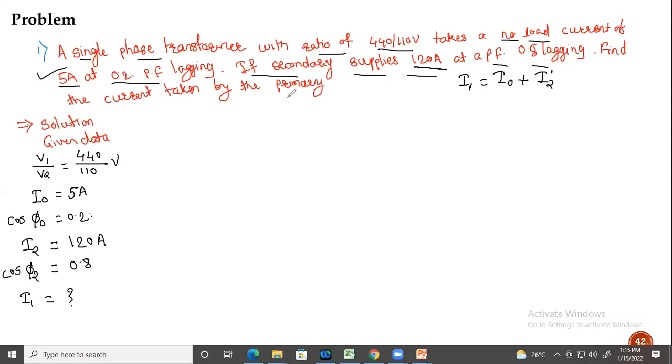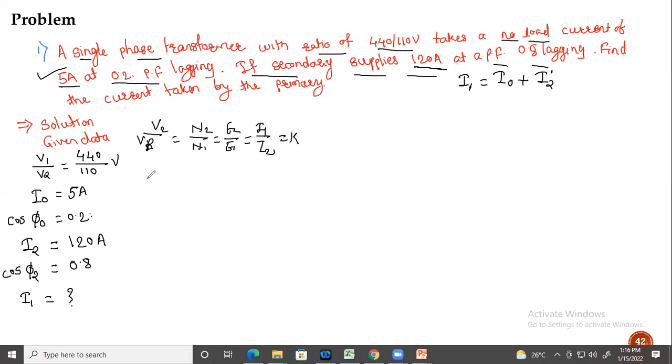So for calculating I2 dash, first of all we need to calculate the value of K. K ची व्हॅल्यू कॅल्क्युलेट करावी लागणार आहे. After the value of K, we are able to calculate the value of I2 dash from I2. See, do you know the transformation ratio equation, that is V2 divided by V1 is equal to N2 divided by N1, is equal to E2 divided by E1, is equal to I1 divided by I2. It is nothing but K.